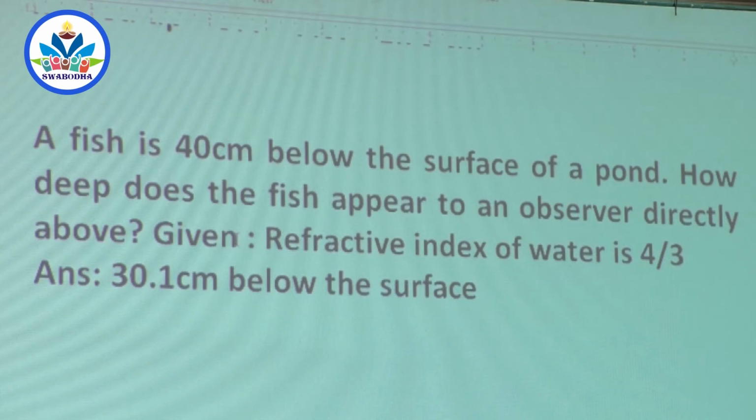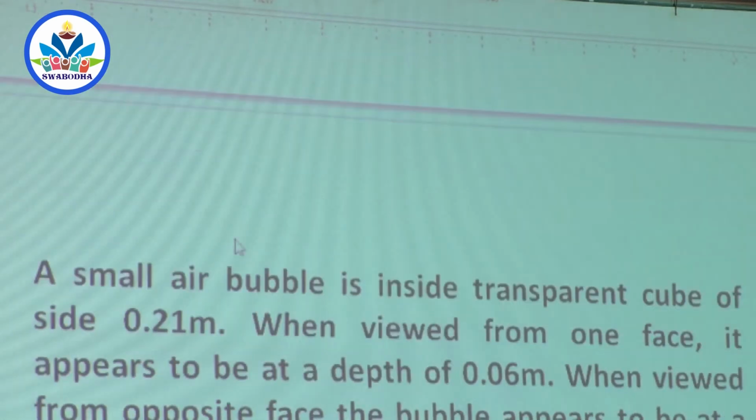120 divided by 4. 120 divided by 4 is 30, right? 30.1 centimeter below the surface. Actually, it should be 1.33. Okay. You can do it yourself. I leave it to you. It's a direct one, just rearranging the formula. Okay, we will go to this one.